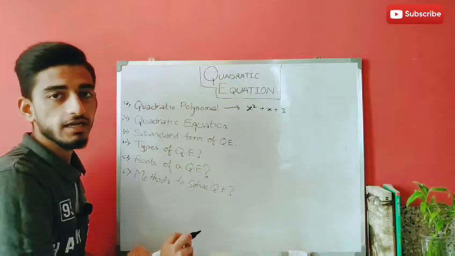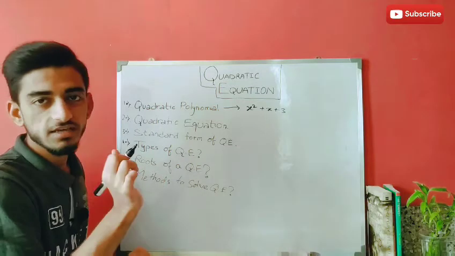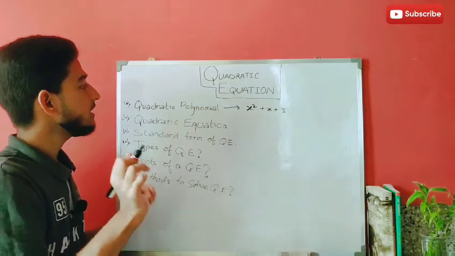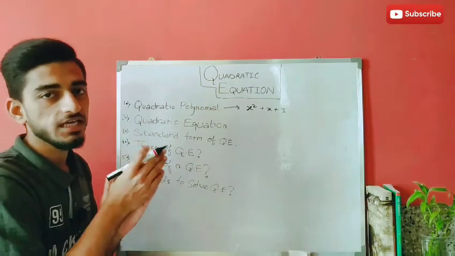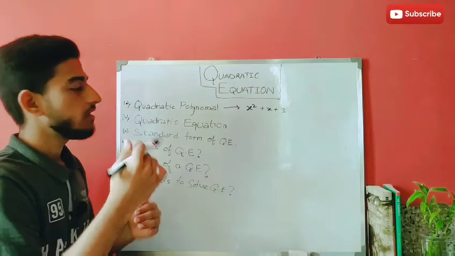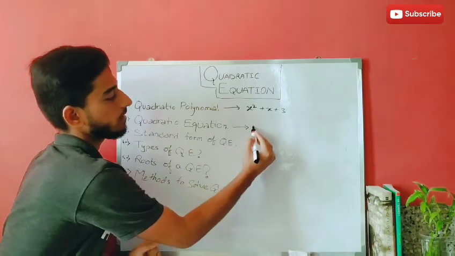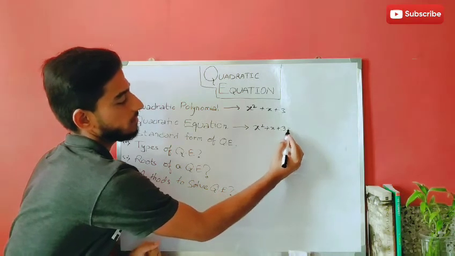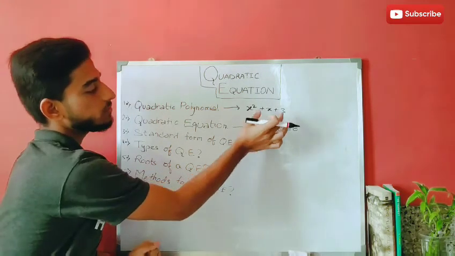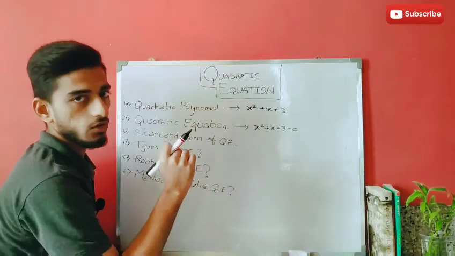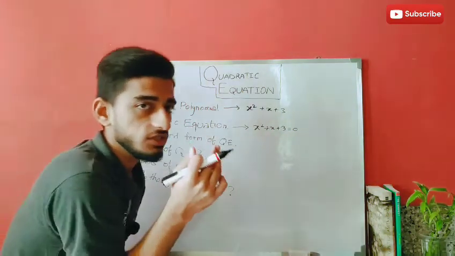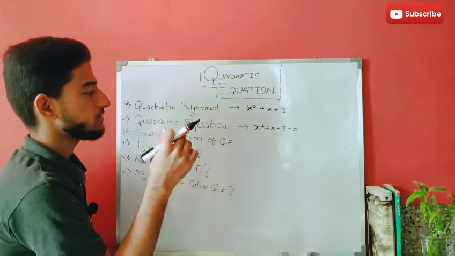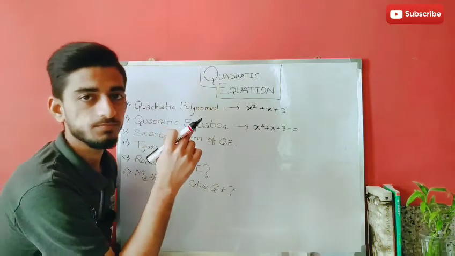Come to quadratic equation. So what is a quadratic equation? Any quadratic polynomial when it is equated with 0, like this example, x square plus x plus 3 is equal to 0. We equate this polynomial with 0, so it is a quadratic equation. Now it has become an equation.